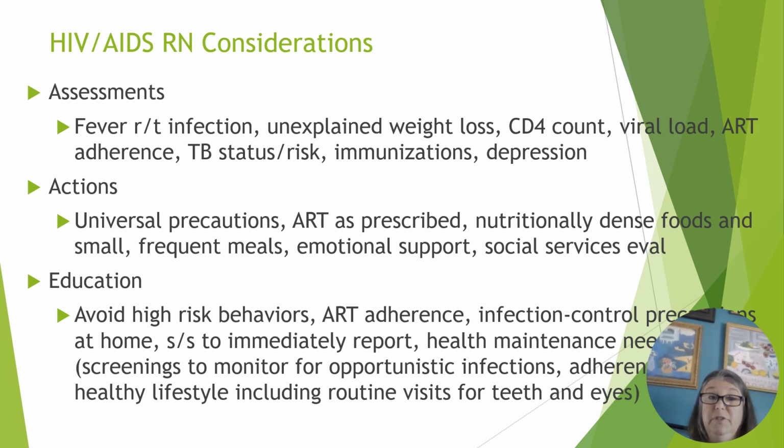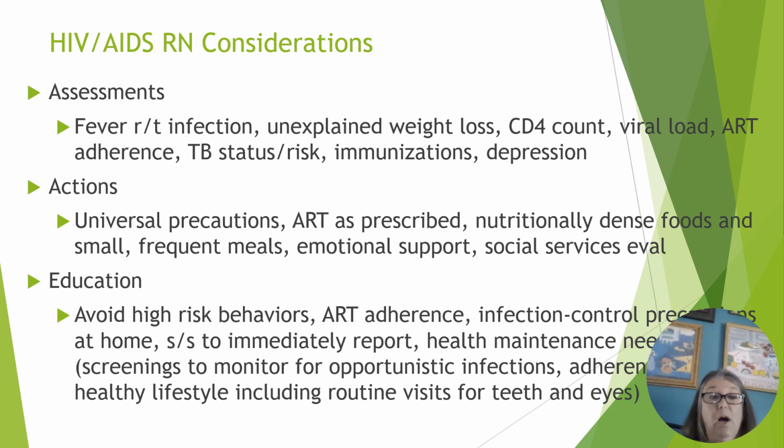We're going to want to screen for TB because it's an opportunistic infection. Immunization status, depression, psychosocial. You cannot possibly underestimate the psychosocial aspect of this disease. Actions, universal precautions. This is not spread by contact, right? We're not gowning and gloving. This person is not on isolation. This is a blood-borne pathogen, and so universal precautions, right?